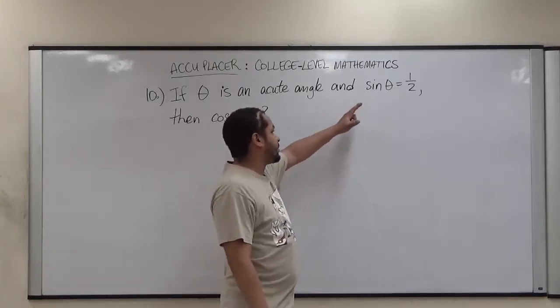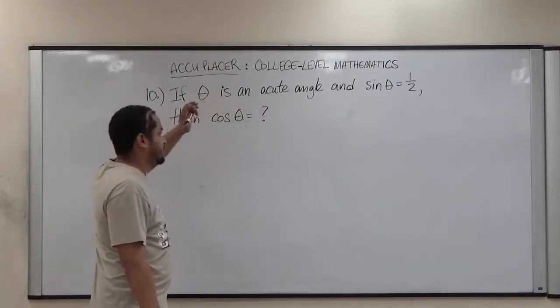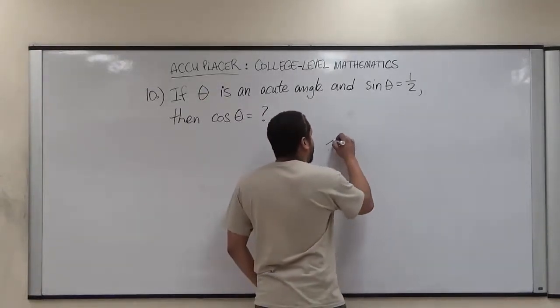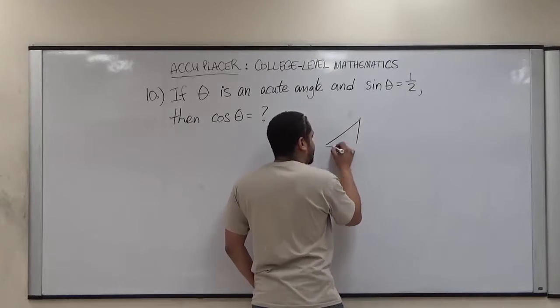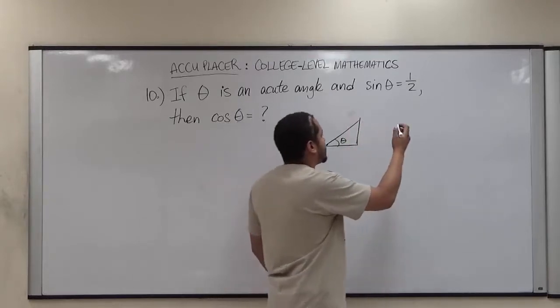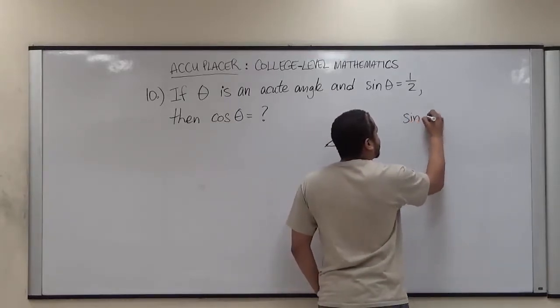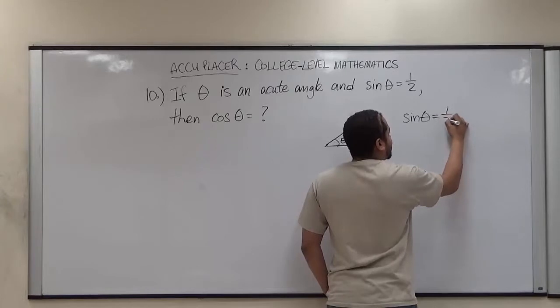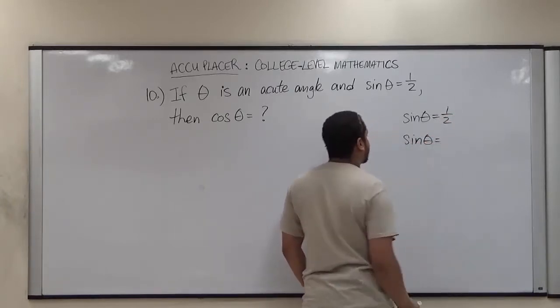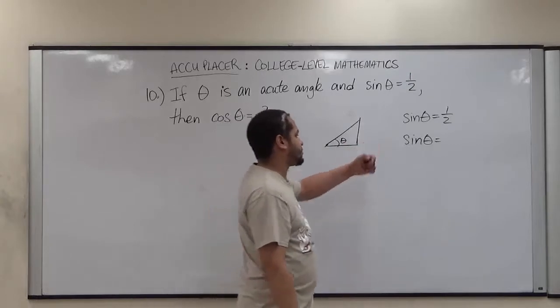So in this problem, we know that the angle is an acute angle and sine of theta is 1/2, and so we can picture our triangle as something like this, where we have here the theta. And of course, we know that the sine of theta is 1/2. When it comes to sine, this is y over r.